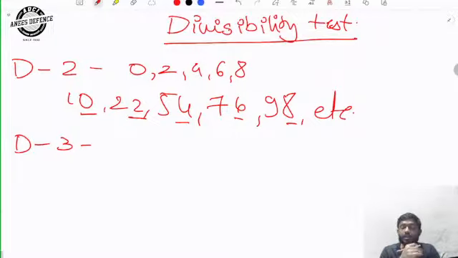A number is said to be divisible by 3 on what condition? A number is said to be divisible by 3 if the sum of all the digits of the number is divisible by 3. That is, just a second.